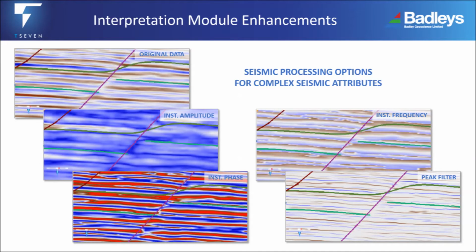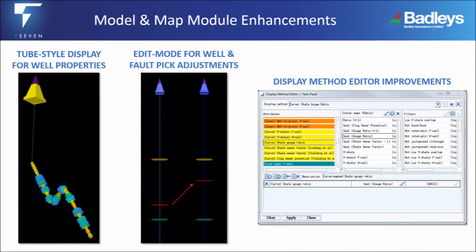Section-based seismic processing options have been extended to allow the computation and display of complex seismic attributes, including instantaneous amplitude, instantaneous phase, instantaneous frequency, and peak filter. A new style option has been added, enabling well attributes including zonal, horizon, lithology and reservoir quality to be viewed as solid 3D objects encircling the well trajectory.